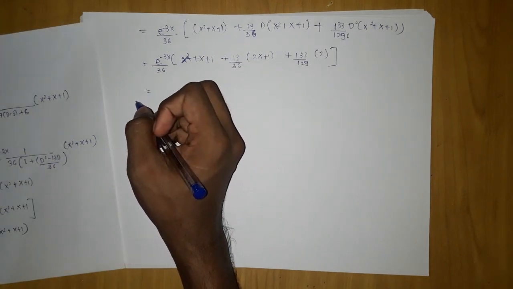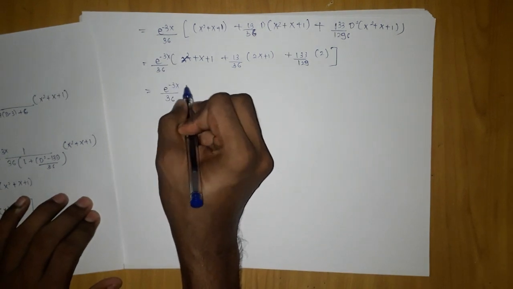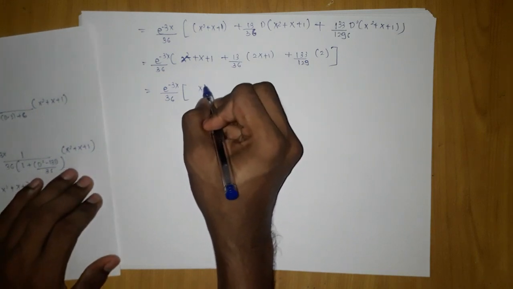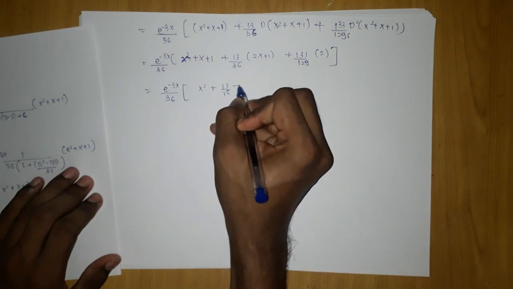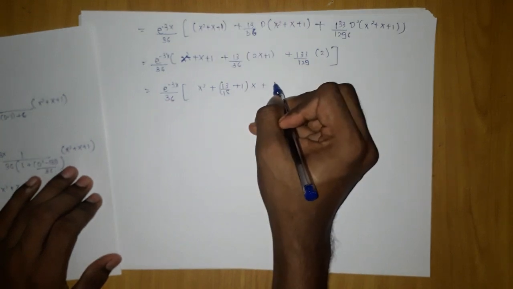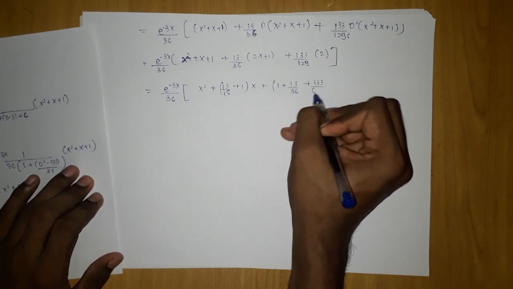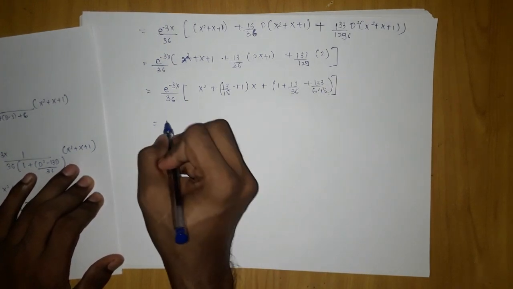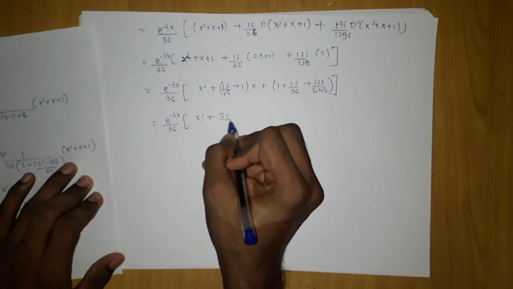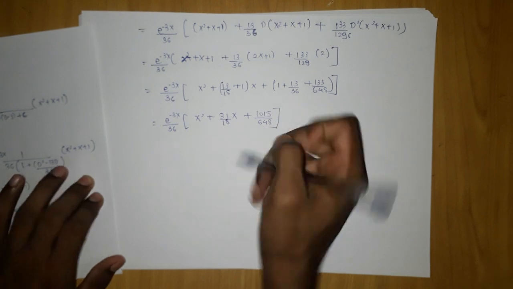So if we try to get the final answer, we are going to get something like e power minus 3x by 36 bracket, final answer will be x square plus (13 by 18 plus 1) into x plus bracket (1 plus 13 by 36 plus 133 by 648) bracket close. So if you do it by calculator, you will get something like x square plus 31 by 18 x plus 1015 by 648 as your answer.